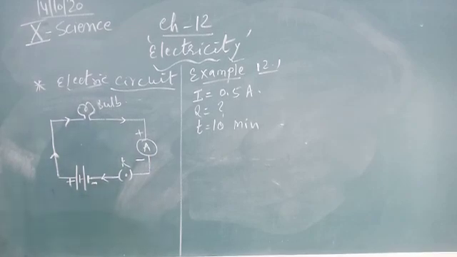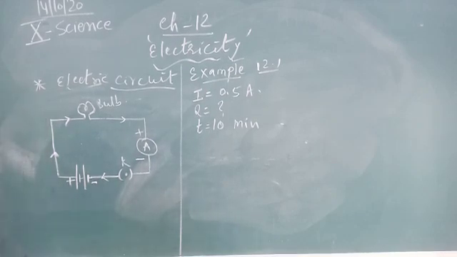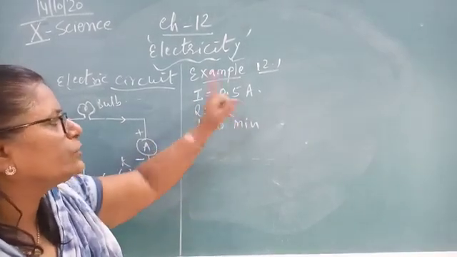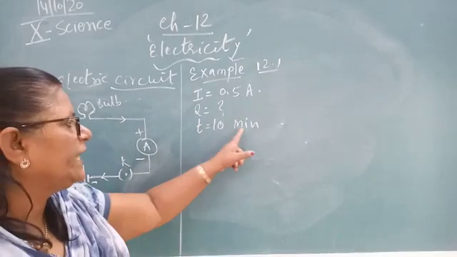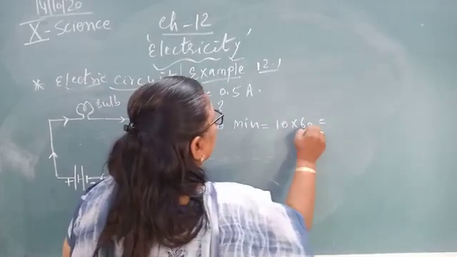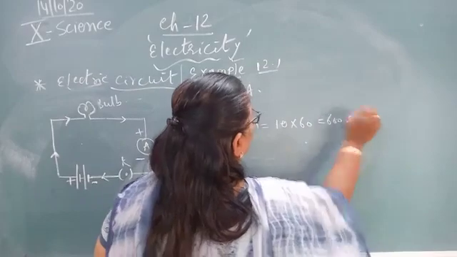Now see the example number 12.1. A current of 0.5 ampere is drawn by the filament of an electric bulb for 10 minutes. Find the amount of electric charge that flows through the circuit. Here 0.5 ampere is the given current, so I is equal to 0.5 ampere. Time is given, 10 minutes. Now convert minutes into seconds. Multiply by 60, so it will be 600 seconds.